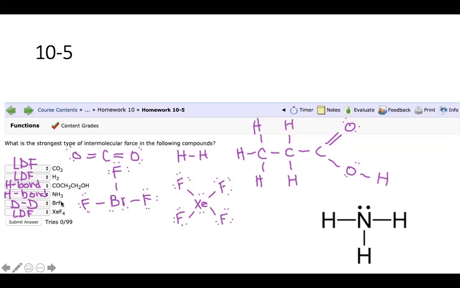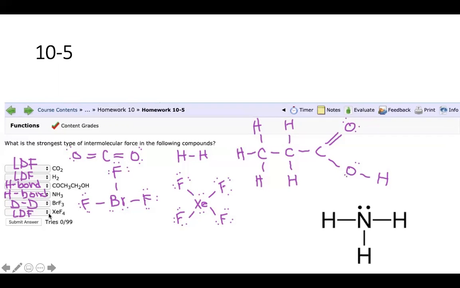Then we have BrF3. So BrF3, you should have a central bromine with 3 fluorines attached to it. And you're also going to want to have 2 lone pairs around that central atom. So this is going to be a T-shaped molecule, T like Mr. T. And this is going to be a polar compound as well, because we have unequal distribution of electrons around this bromine. That's going to lead us to dipole-dipole as the strongest intermolecular force for bromine trifluoride. We just don't have any hydrogens to say that we are hydrogen bonding, so we're just dipole-dipole here.